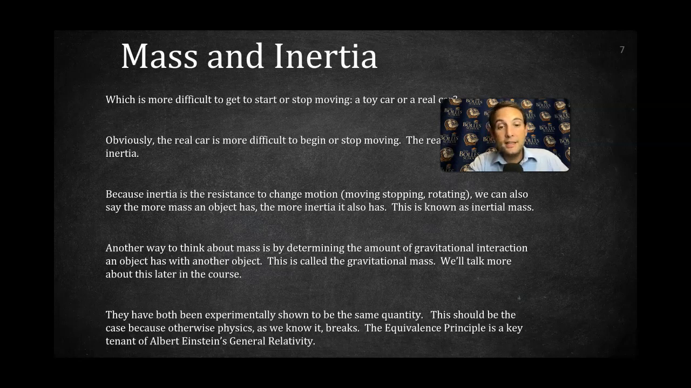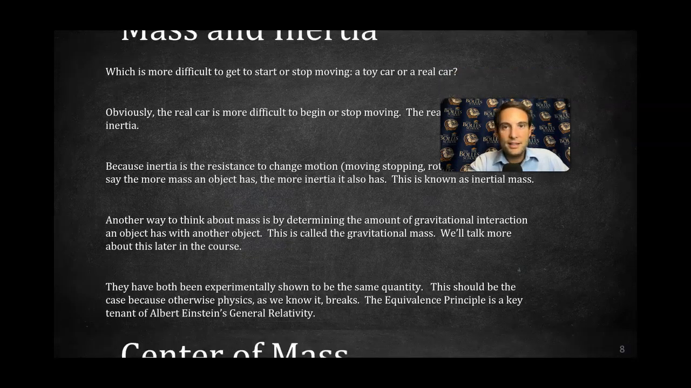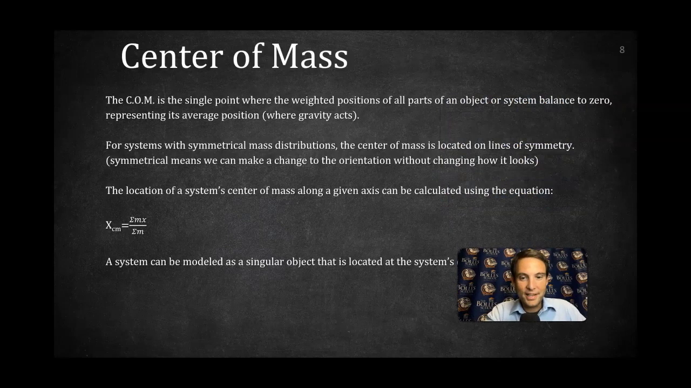In a lab, they've been experimentally shown to be the same quantity. This should be the case, otherwise physics as we know it breaks. This is called the equivalence principle, and it's a key tenet of Albert Einstein's general relativity, which is the warping of space-time based on an object's mass. We don't get to talk about Albert Einstein a lot in this class, so I wanted to touch on that.